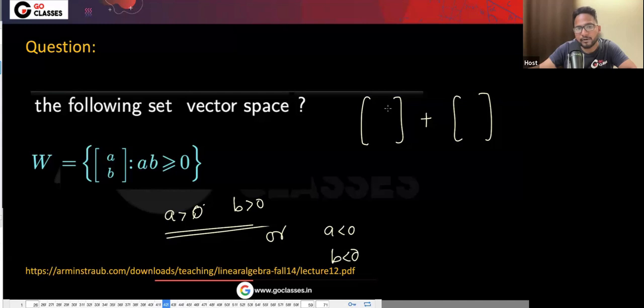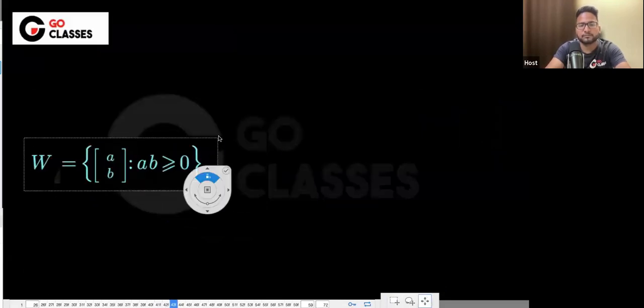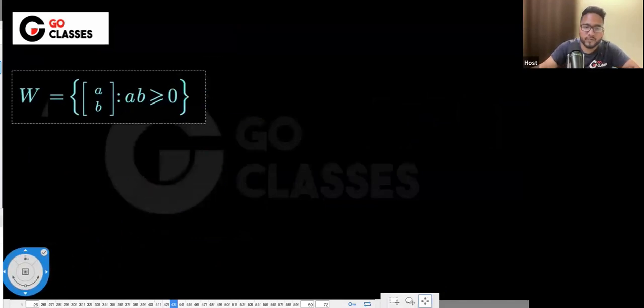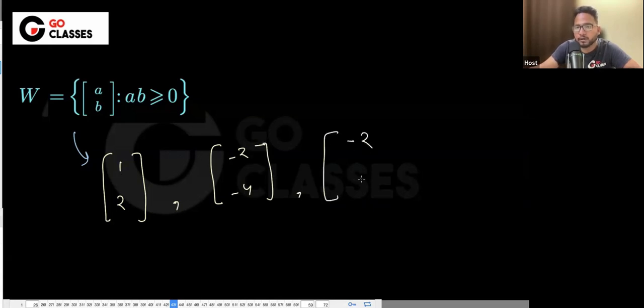Tell me two vectors here. Okay, first of all, let's try to understand this set, and then we will see the question later on. Tell me the vectors in this set. See, the multiplication of A and B must be positive. Maybe 1, 2. 1, 2 is a good vector. Minus 2, minus 4. I mean, both are negative or both are positive, right? So anything such that both are positive or both are negative.